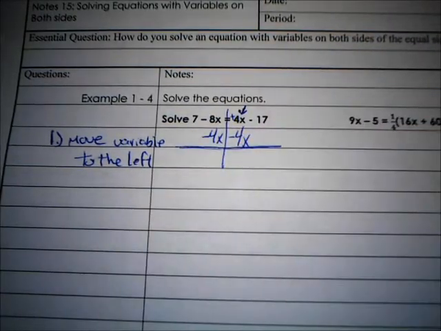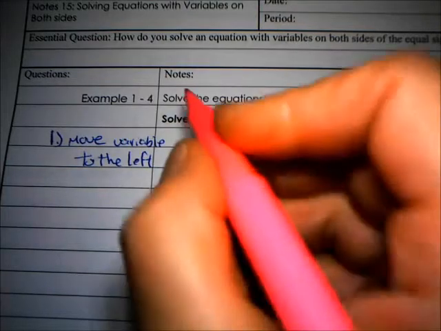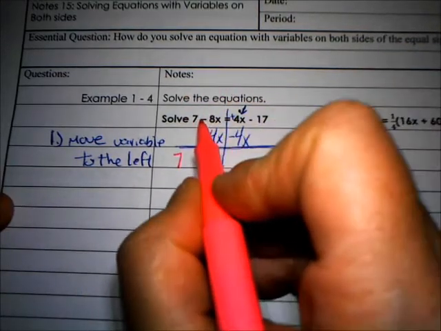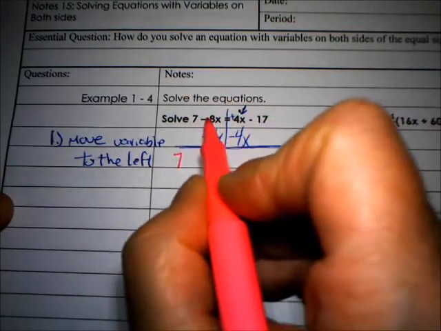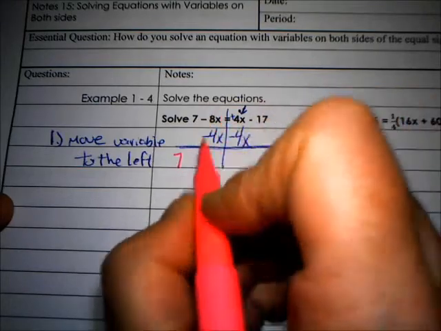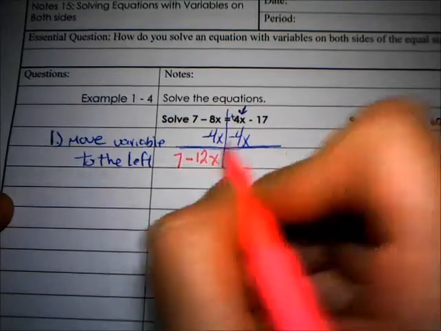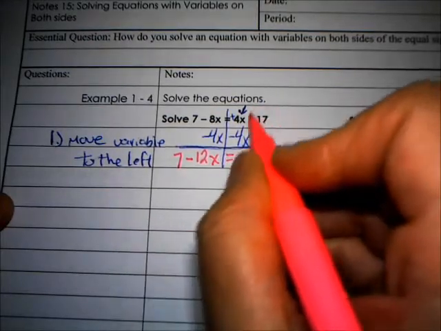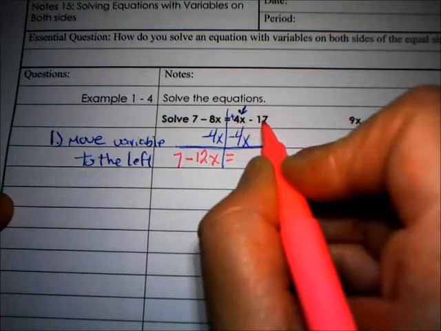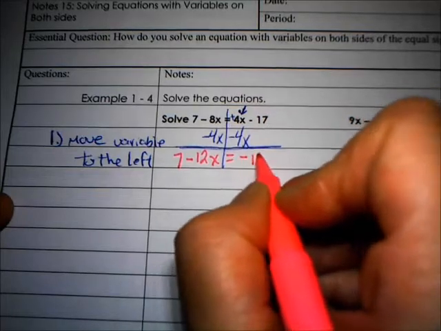When I bring it down, I have the 7, but now I need to know what negative 8 and negative 4 combined actually give me. I believe that is negative 12x, and it equals what's left on the other side. Remember to take that subtraction sign with the 17, so I have a negative 17 on the right hand side. So that was your first step in moving the variables.